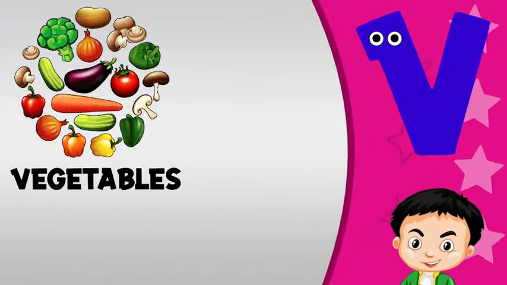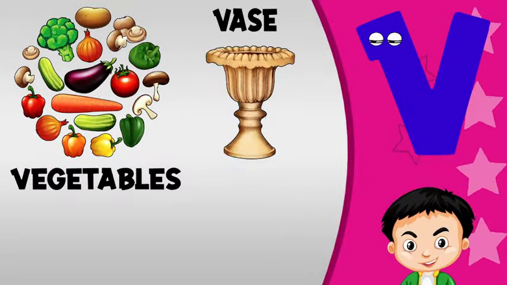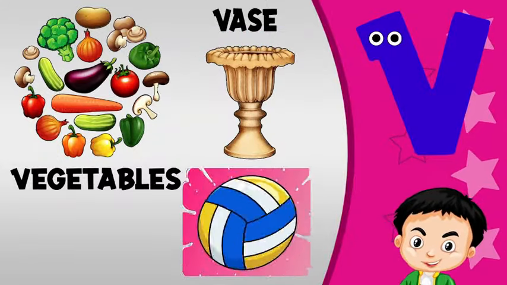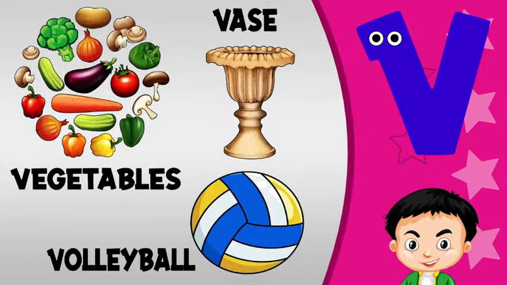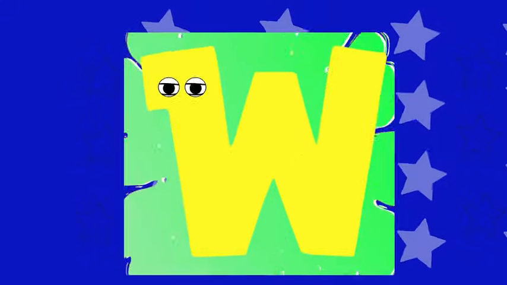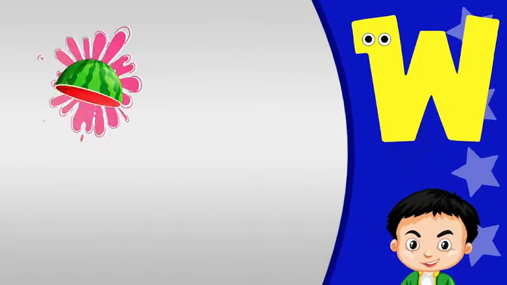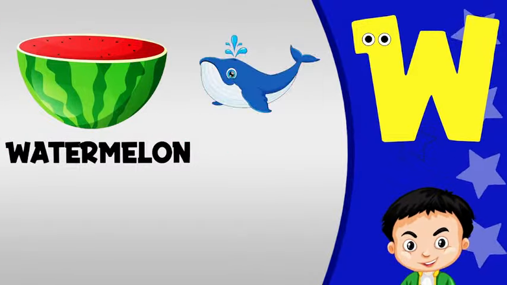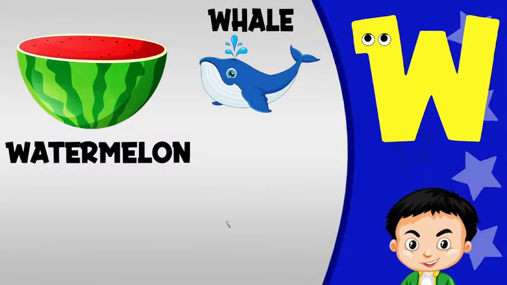V is for vegetables. V is for wasp. V is for volleyball. W is for watermelon. W is for whale. W is for wolf.